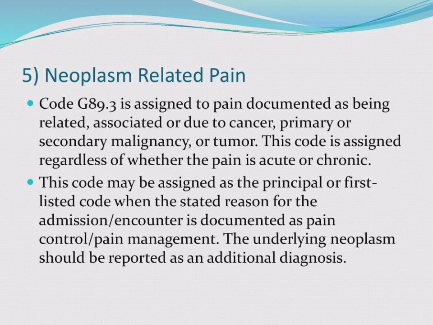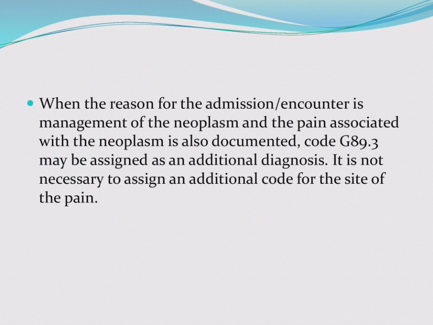This code may be assigned as the principal or first-listed code when the stated reason for the admission, encounter is documented as pain control, pain management. The underlying neoplasm should be reported as an additional diagnosis. When the reason for the admission, encounter is management of the neoplasm and the pain associated with the neoplasm is also documented, code G89.3 may be assigned as an additional diagnosis. It is not necessary to assign an additional code for the site of the pain.